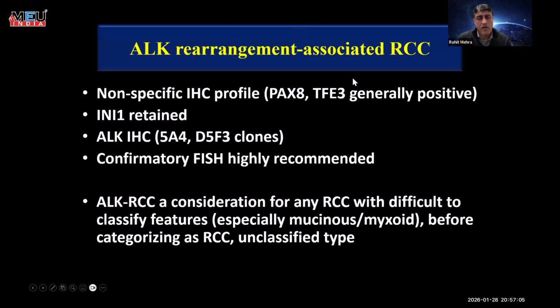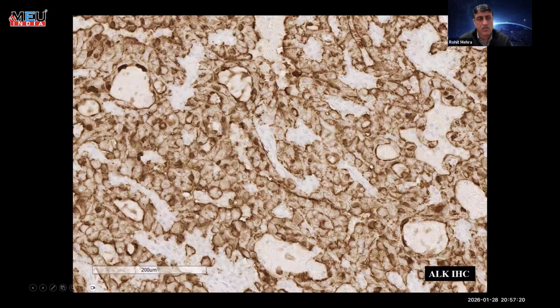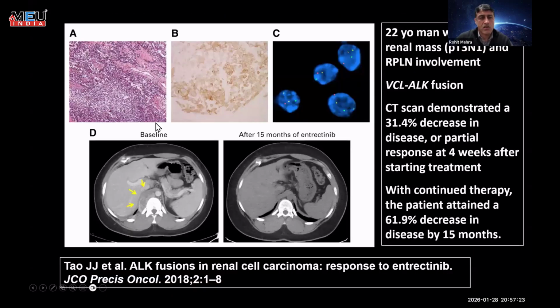Very important to be careful with TFE3 immunohistochemistry. This can be non-specifically expressed in this tumor. INI1 is retained, and ALK IHC shows strong expression, and confirmatory FISH is highly recommended for these cases. And this is the ALK IHC done on the same tumor. Like I mentioned, there are several case series and case reports now that these patients tend to respond to ALK inhibitors, and hence it's very important for them to be correctly diagnosed. For example, in this nice report in JCO Precision Oncology, it was shown that this ALK rearranged RCC responded very well to the ALK inhibitor entrectinib.